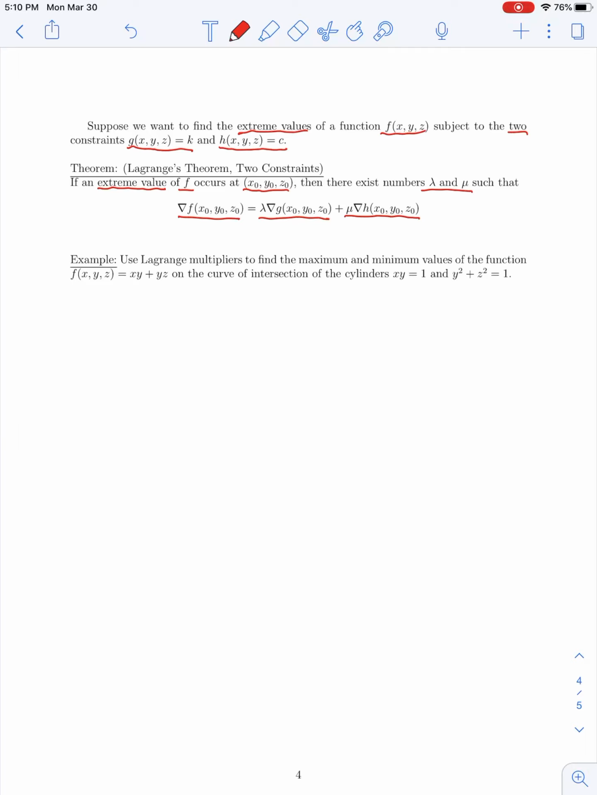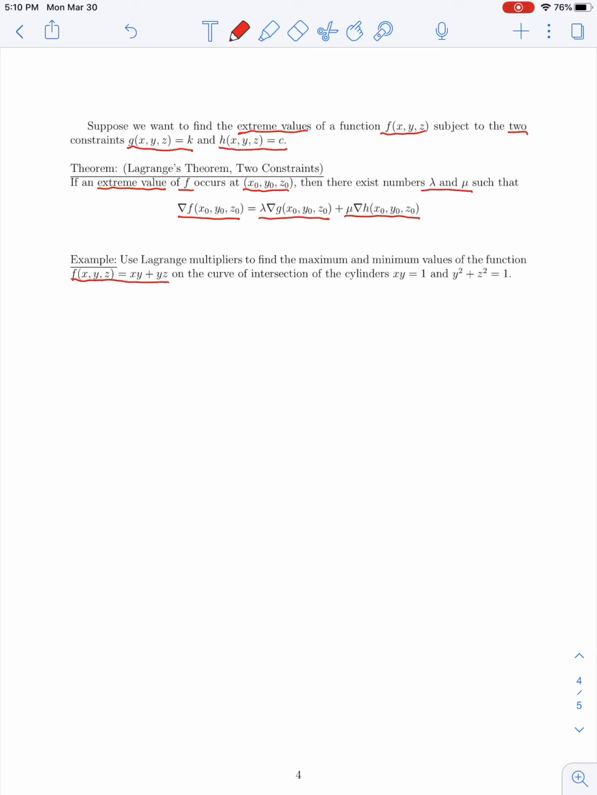So when we're looking for where a function has its extreme values subject to 2 constraints, we're going to set up this equation for our gradient vectors and find all the points x naught, y naught, z naught that satisfy this equation given in Lagrange's theorem, and then evaluate our function f at all of those points of interest to see what our largest and smallest values are. So let's look at an example of this.